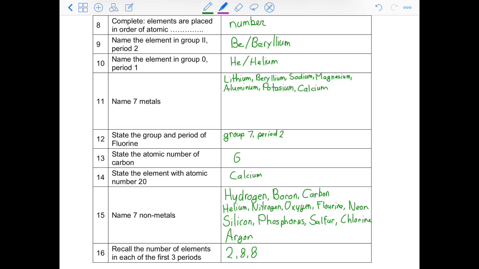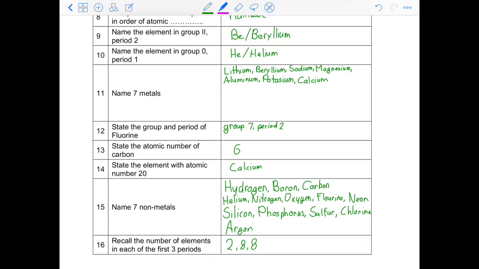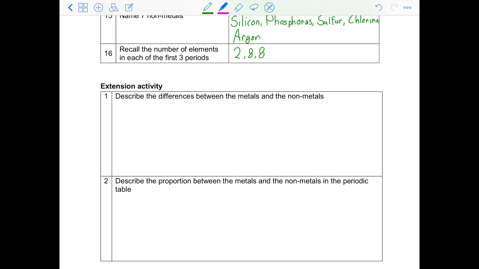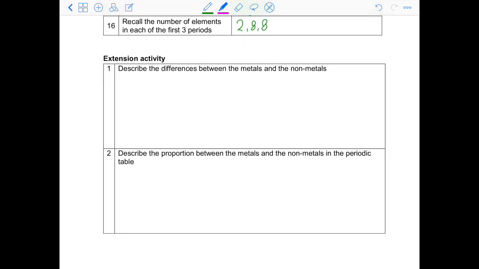And the number of elements in each of the first 3 periods. The first one has 2, hydrogen and helium, and then there are 8 in period 2, and there are 8 in period 3. So if you look here, there is an extension activity. I would like you to give these a try and email the answers to your teachers to get feedback on them. All right, we'll see you here next time for lesson 3.